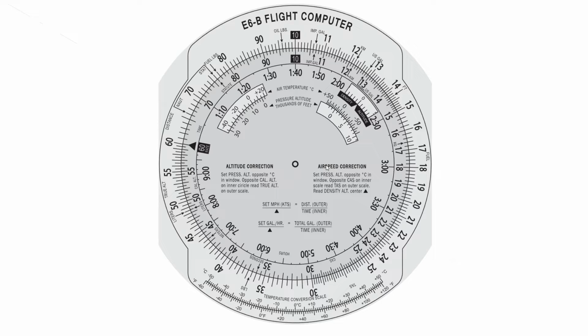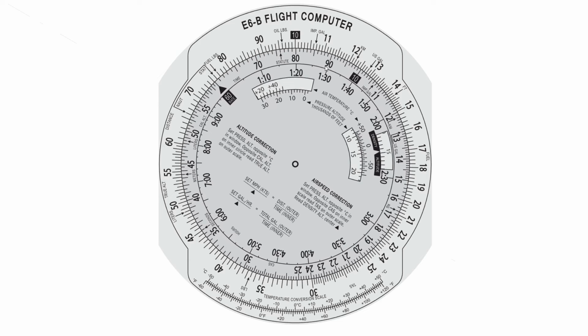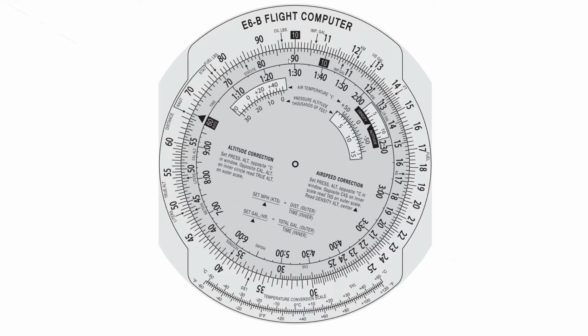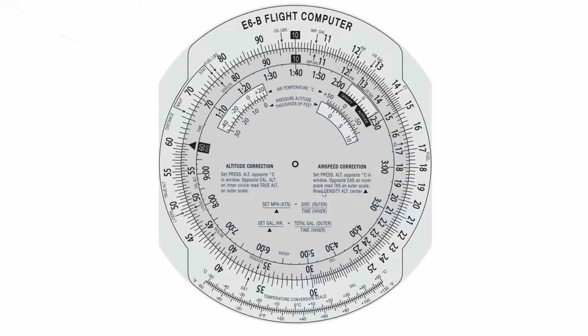So let's say we are traveling 100 nautical miles and it takes us 80 minutes. So again, we have our distance on the outer ring, 100, and our time on the inner ring, 80. Now the arrow is going to point to the answer, 75 knots. So now we can do another example here.